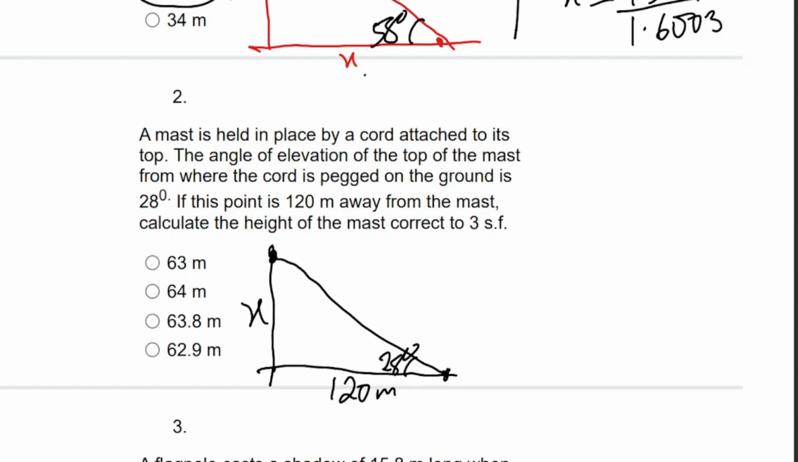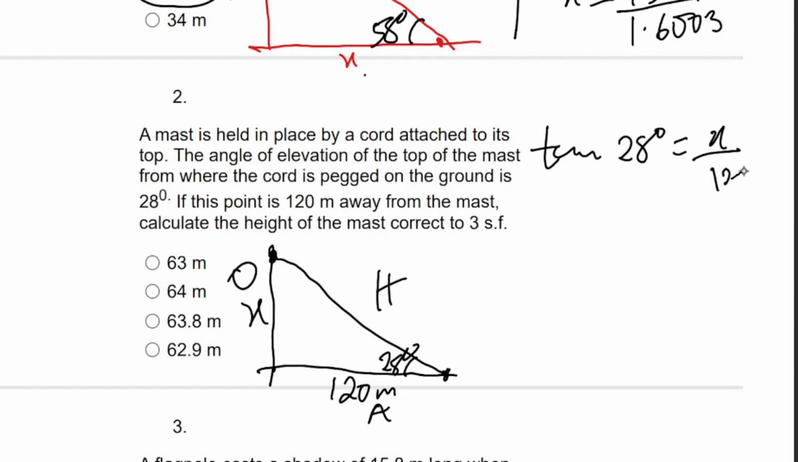So that's going to be tan 28 degrees equals x all over 120. This is opposite over adjacent. This is the opposite, and this is the adjacent, which is 120. So when you cross multiply, it will be x equals 120 tan 28.